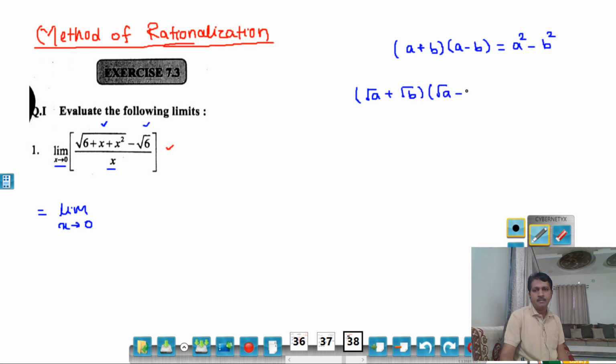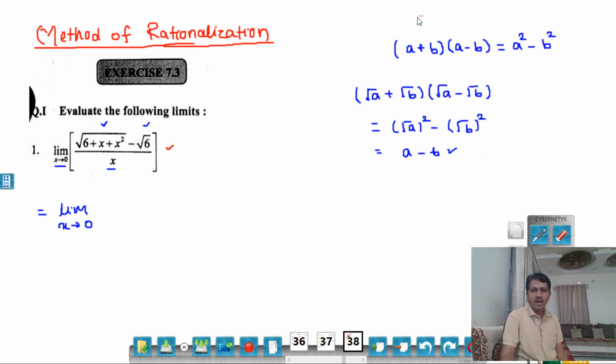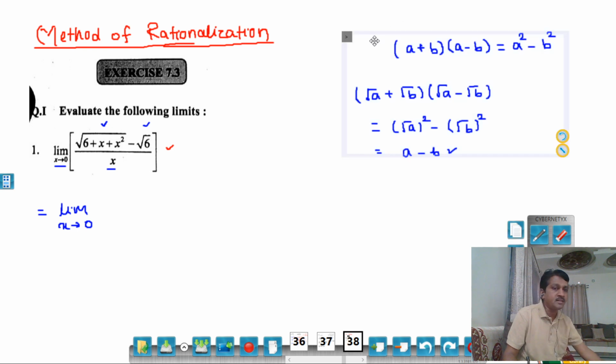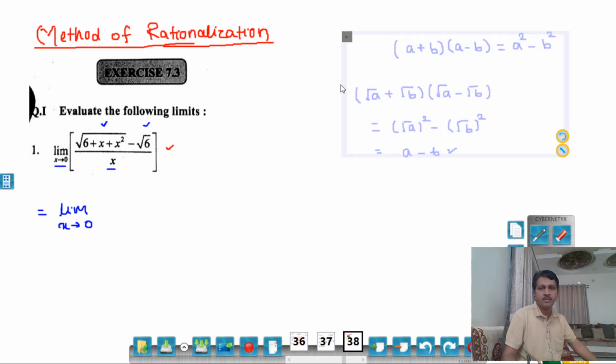under root a minus under root b, using this above formula, I can write this as the square of first minus the square of second. Okay, the square of root a is a, minus the square of root b is b. What is happening there? The square root gets removed. And so using this trick, we are going to rationalize now the numerator in this problem.